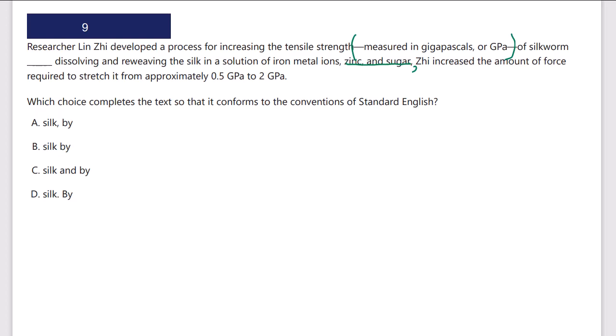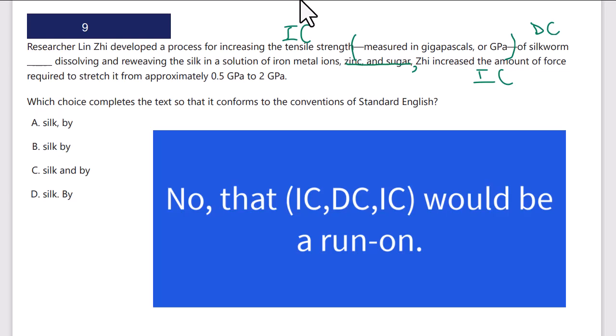Okay, so what's going on here? This is a process, this is an independent clause, okay? At the end here, we have an independent clause after a comma, which suggests we have a dependent clause in between. So is this going to be a comma, dependent clause, comma between two independent clauses? Something like a process for increasing the tensile strength of silkworm silk, comma, by dissolving and reweaving all the way out to essentially before Z. Or no, silk by reweaving everything out.